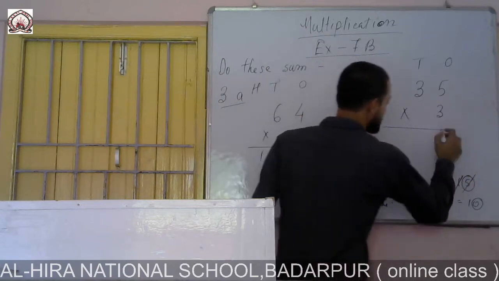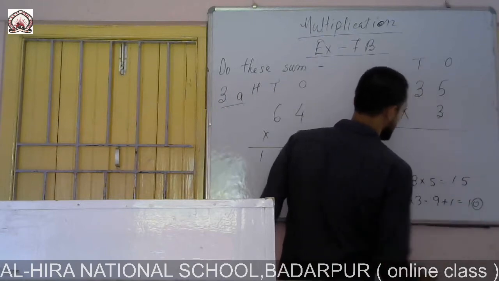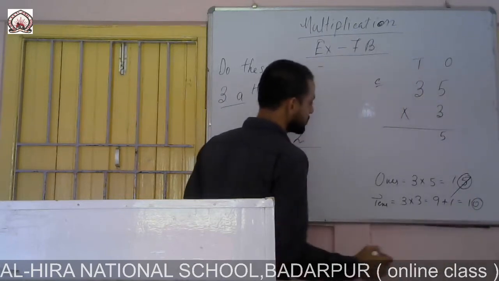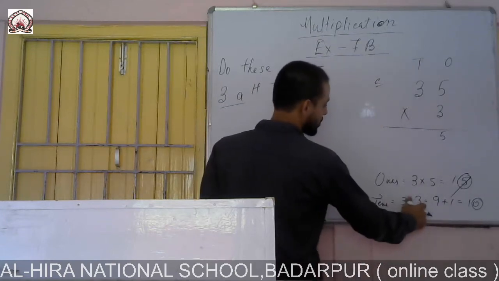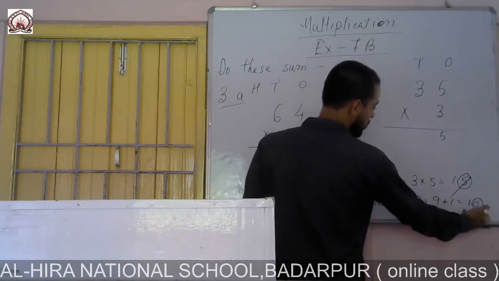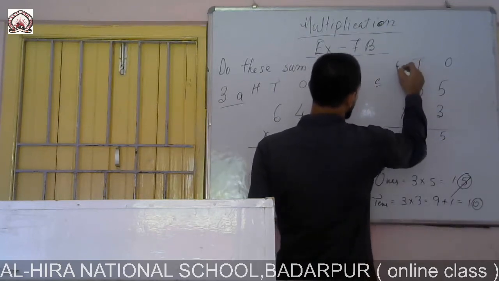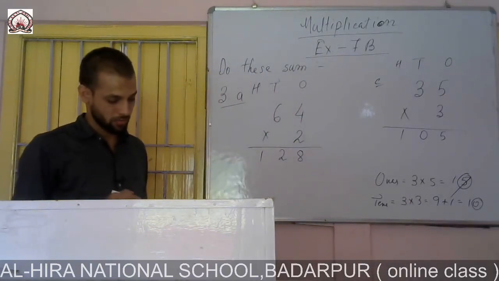3 5s are what? 5s are 15. Okay, so this 5 will come here. Now we have to multiply the tens place. That is 3 into 3 equals what? 9 plus 1, what? 10. So this 0 will come here and this 1 will come to which place? Hundreds place. That means the result is 105.